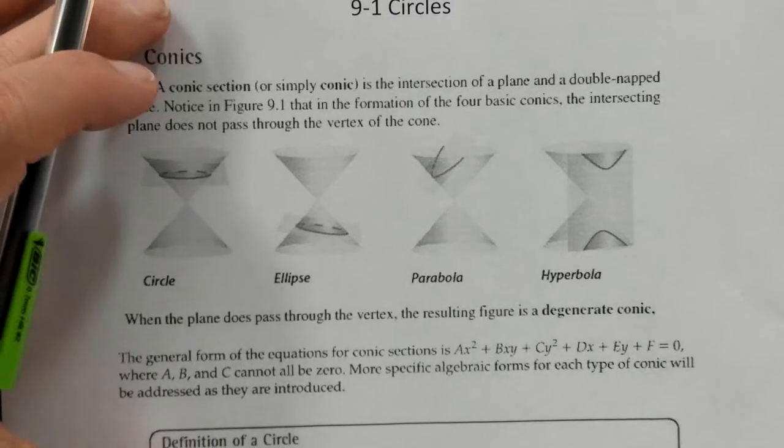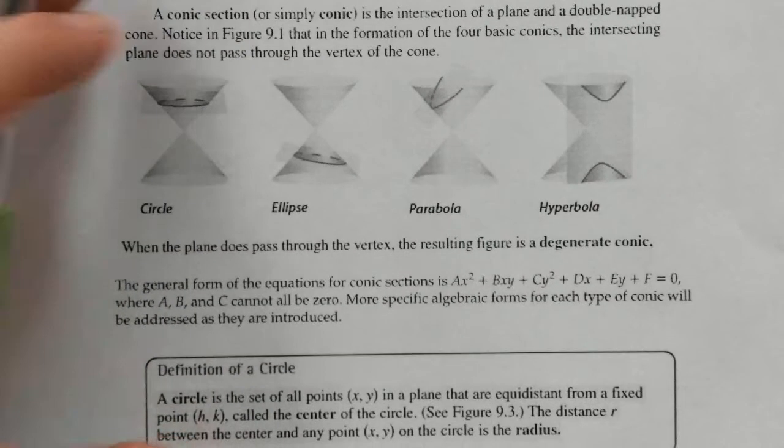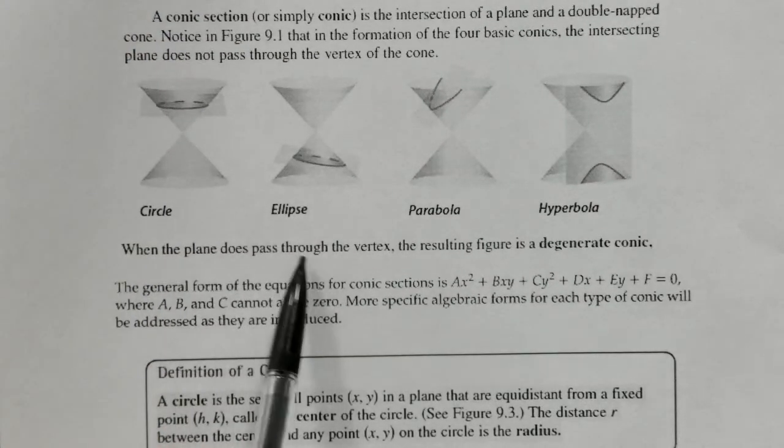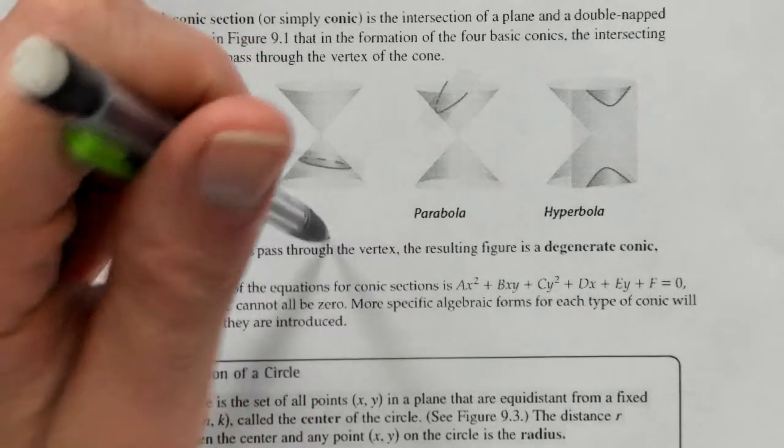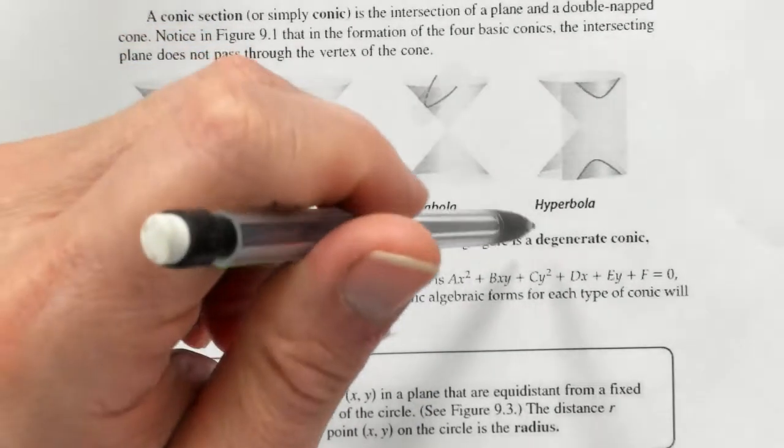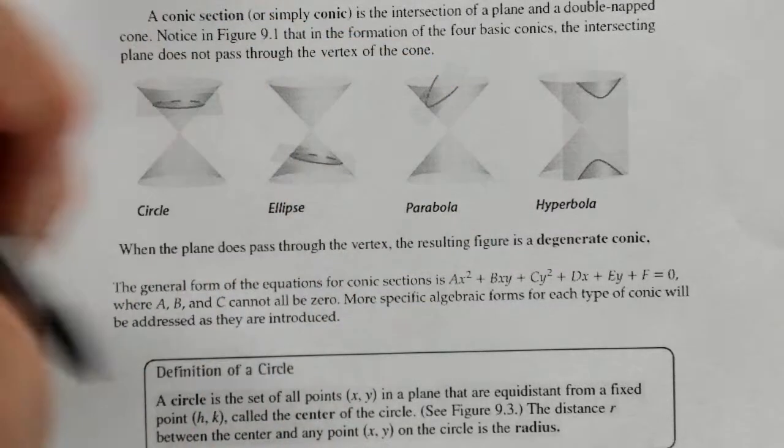Just another fact here: when a plane does not pass through the vertex, the resulting figure is a degenerate conic.